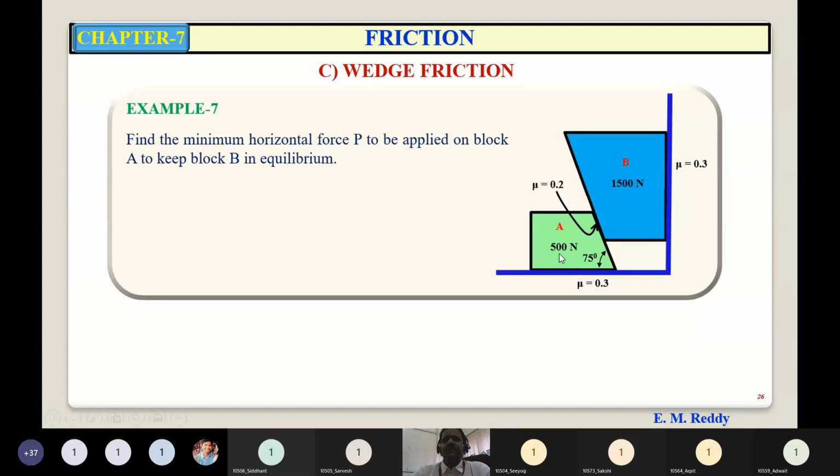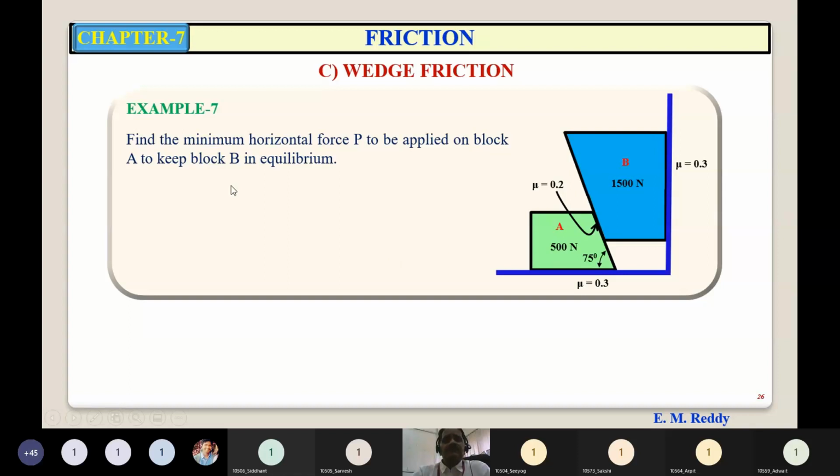For example, see this figure. Block B is supported by wedge A. The weight of B is 1500 Newton. So by applying force on this lower block A, which is known as the wedge, you can maintain equilibrium of this block B. Even if you remove that force, the block B is not going to fall down because of the friction between these two bodies. Hence, it will act as a self-locking machine. Are you getting my point? So the practical applications of these wedges are to lower or to lift heavy loads by applying a relatively smaller force. They are used.